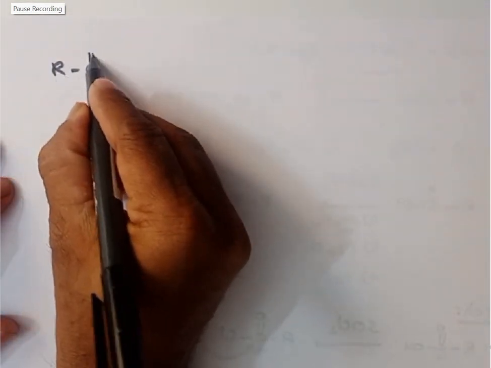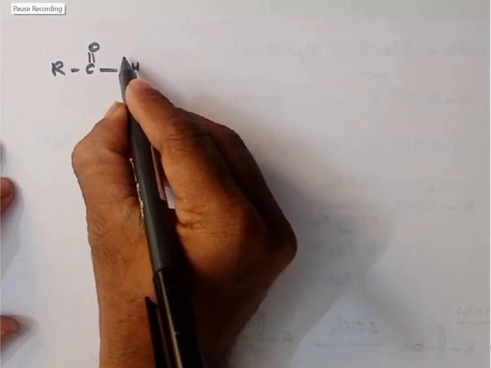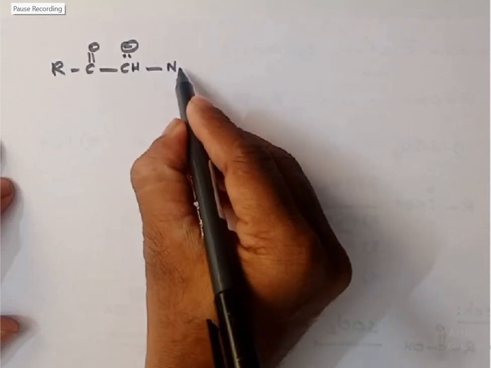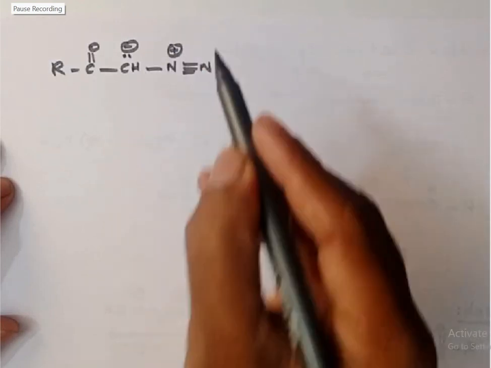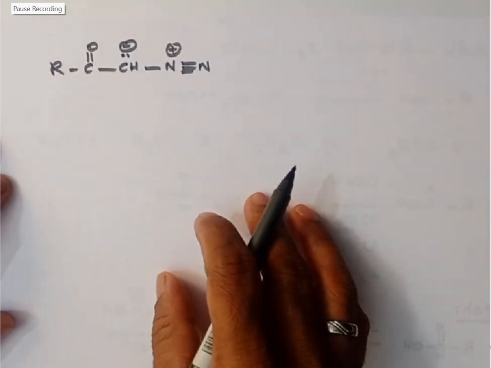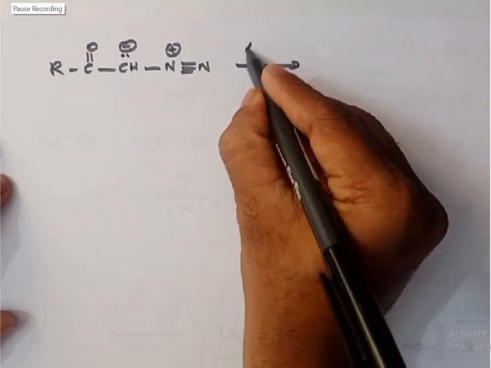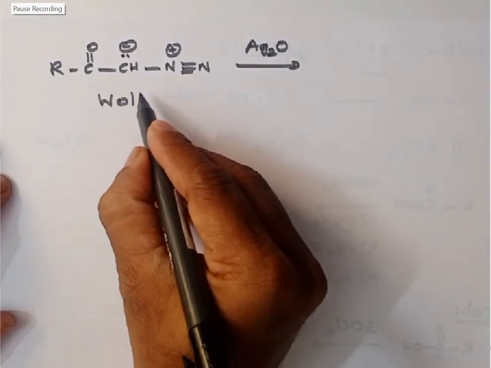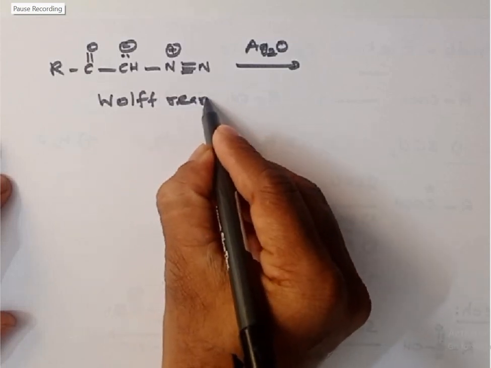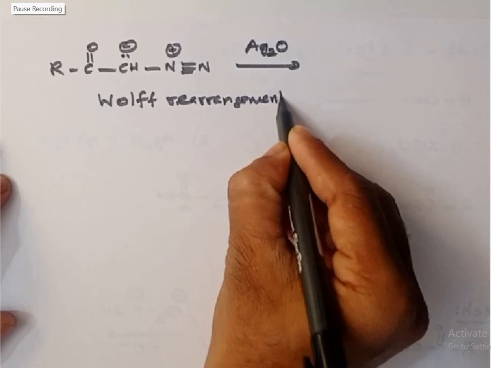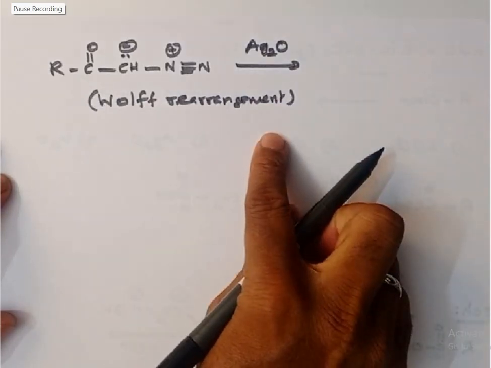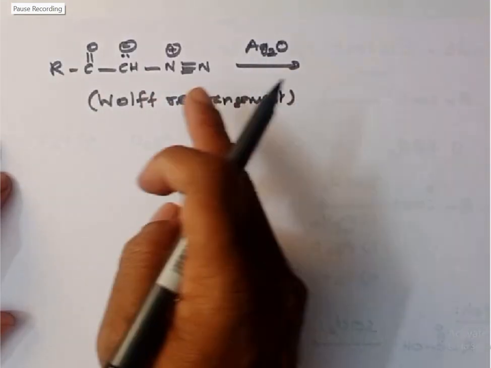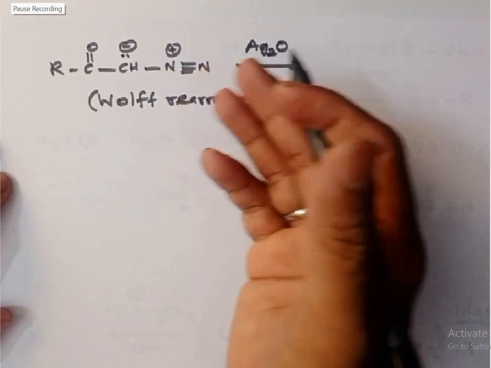What is that? RCO CH minus. I'll put minus with the electrons like this. This is the usual way of writing. Minus means there's a lone pair. Now this will undergo the Wolff rearrangement, spelled W-O-L-F-F. Wolff rearrangement is nothing but the rearrangement of a diazoketone. A diazoketone undergoes the Wolff rearrangement.